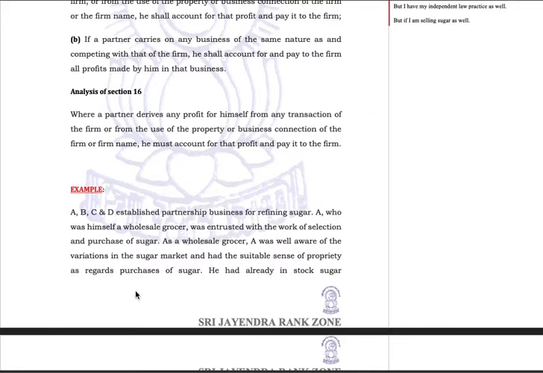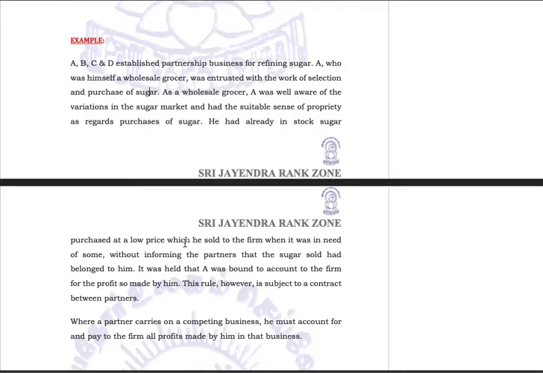He had already in stock sugar purchased at low price which he sold to the firm when it was in need of some, without informing the partners that the sugar sold had belonged to him. It was held that A was bound to account to the firm for the profits so made by him. This rule, however, is subject to a contract between partners. So he himself had some sugar, and the firm was also into sugar. So the firm wanted some sugar. He sold his own sugar to the firm and made some profit. This he should not have done. Now, whatever profit he has made, he should give it back to the firm.